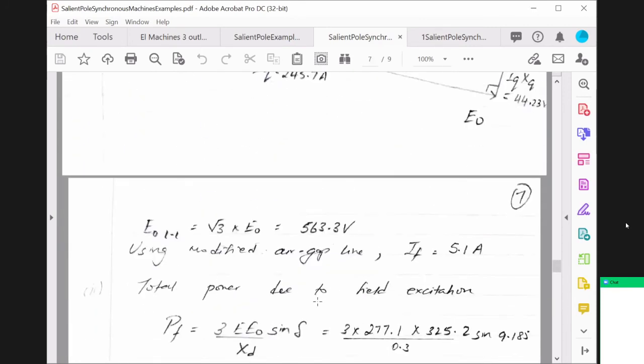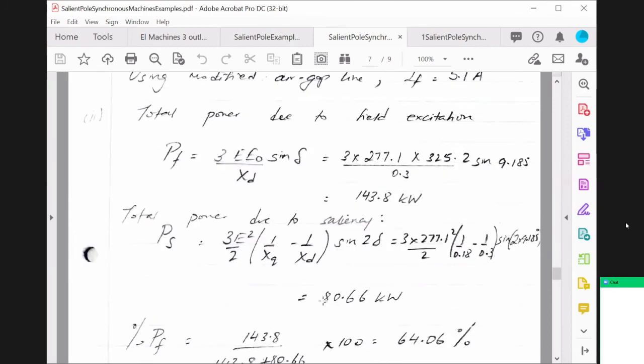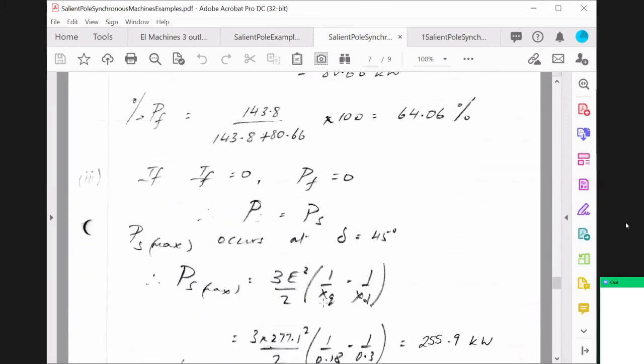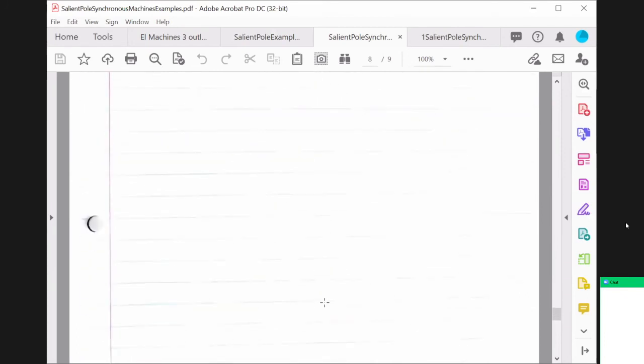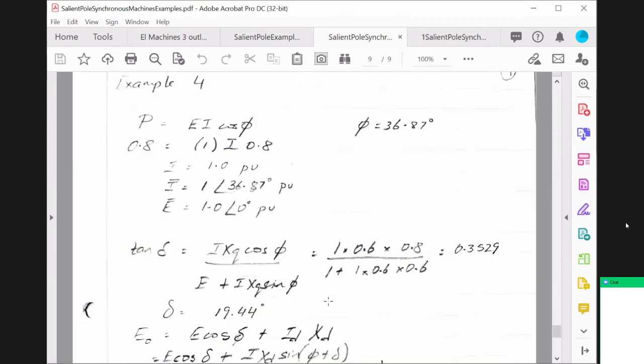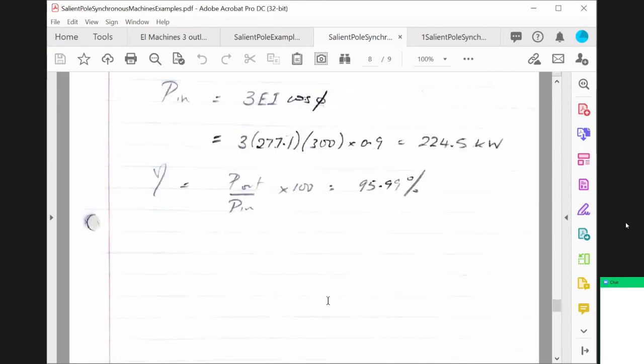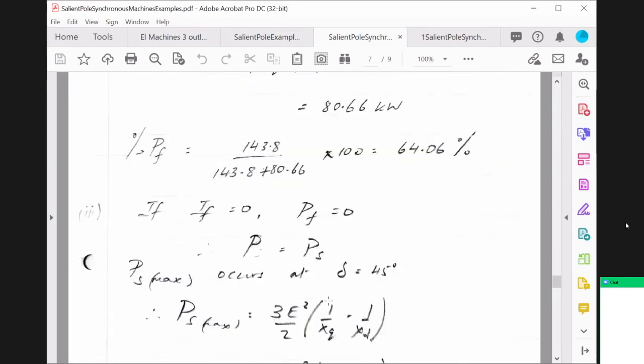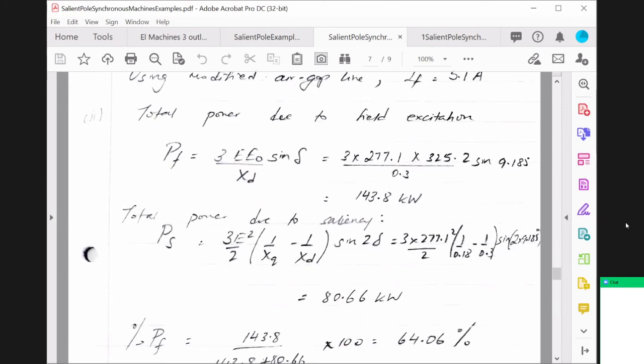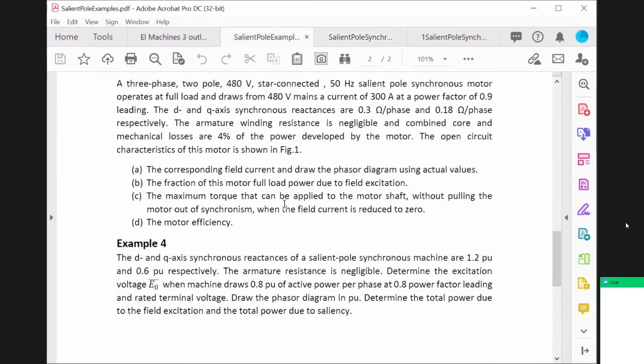Looking at this, it looks like it's 8.9. Okay. So part 3. This is part 2. Okay, let's look at the question for part 2: the maximum torque that can be applied on the motor without pulling the motor out of synchronism when the field current is reduced to 0.